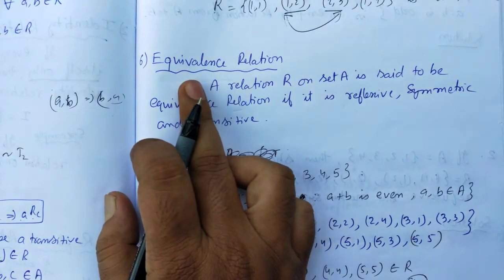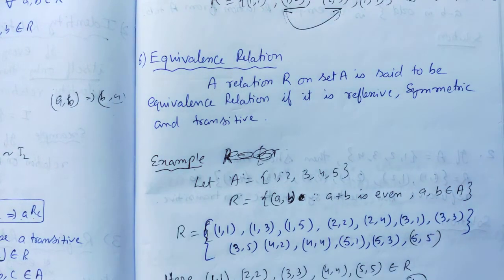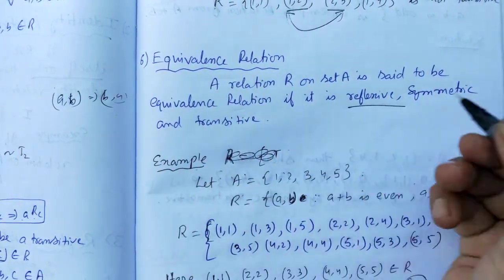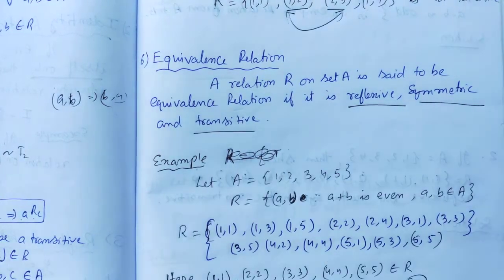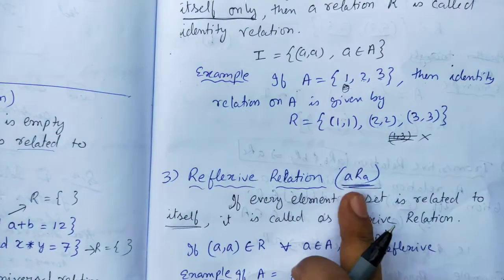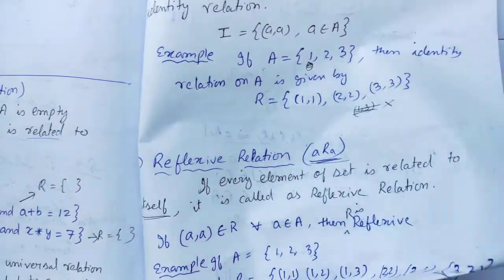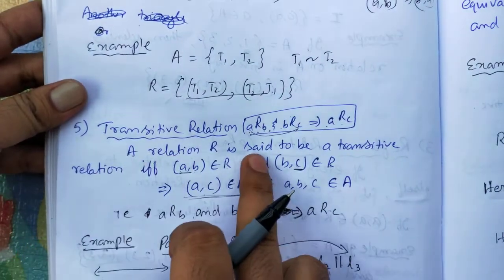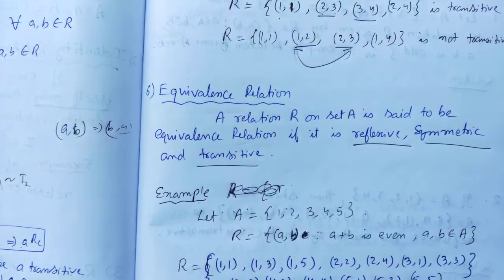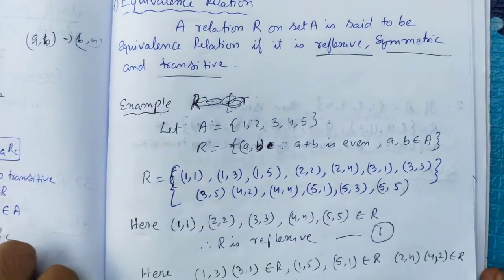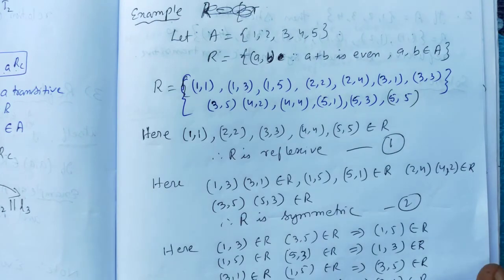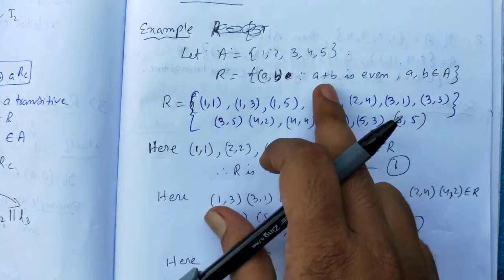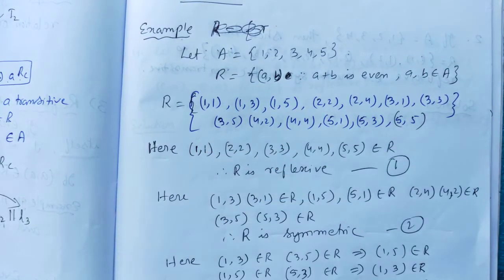Now, an equivalence relation: a relation R on set A is said to be an equivalence relation if it is reflexive, symmetric, and transitive. So if it satisfies the reflexive relation, the symmetric relation, and the transitive relation, then we can say the relation is an equivalence relation, okay? I'm giving one example. Here set A is given as {1, 2, 3, 4, 5}, and the relation is (a,b) such that a plus b is even. If I add a and b, it must be even.